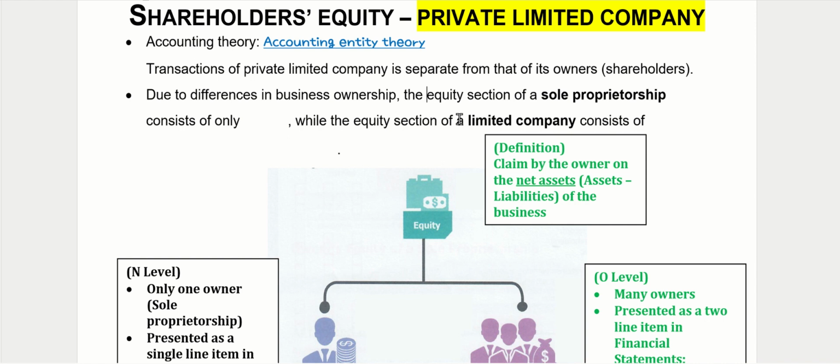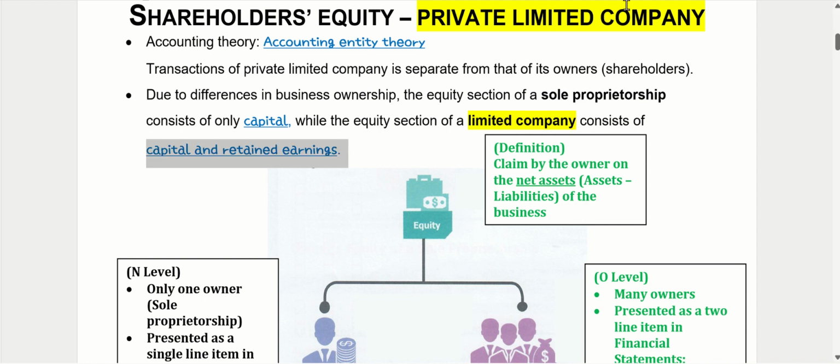Because there are some differences between a private limited company and a sole proprietorship, in the equity section of a sole proprietorship, you only see one thing, you only see capital. But in the equity section of a limited company, you see more than that, all right? You see two things. You see capital and you see retained earnings. All right, so you might need to copy some stuff, and if you don't have enough time, you can pause the video.